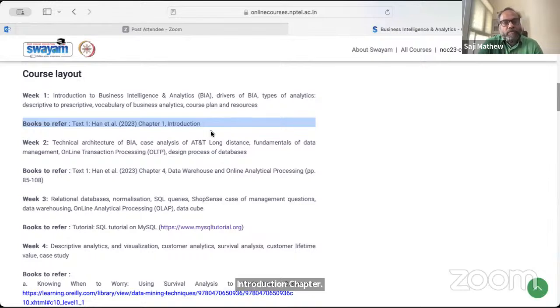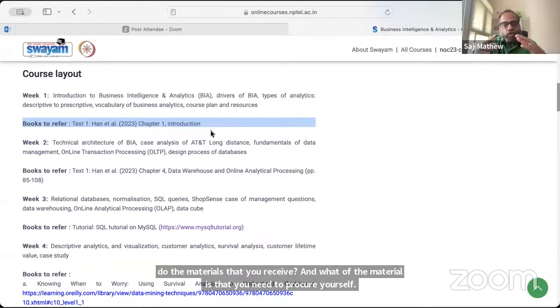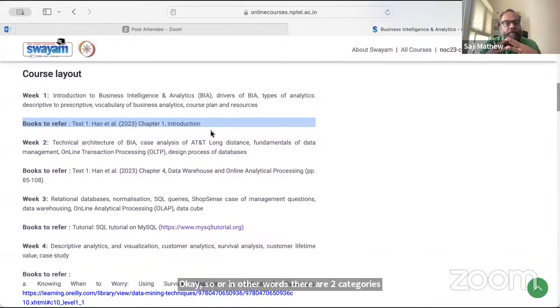Now there is a question on what are the materials that you receive and what are the materials that you need to procure yourself. In other words, there are 2 categories of reading materials or resources that a participant needs to use in this course. The first category of resources are resources which are provided by NPTEL.